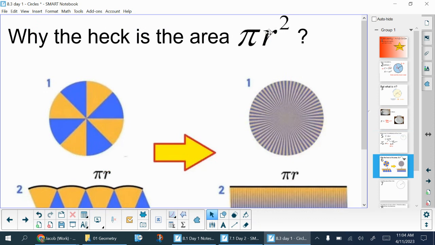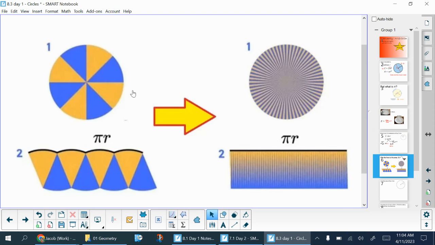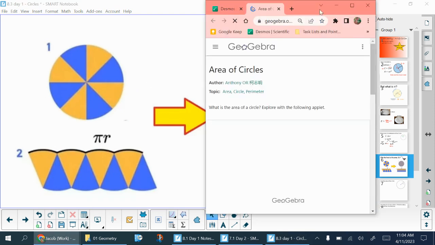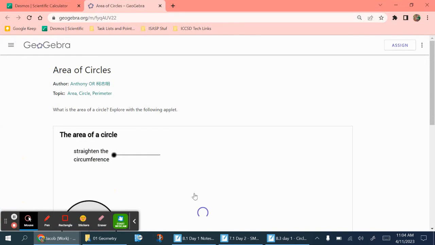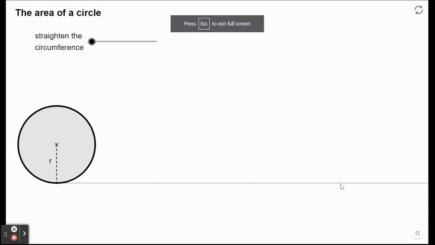And we know the area of the circle is pi r squared, but why is that the case? So here I have a static version of this, but I'm going to go ahead and click on this and show you a more interactive version and explain what's going on here. I'm going to pull this up and full screen it. And here we've got a circle. It's got a radius.